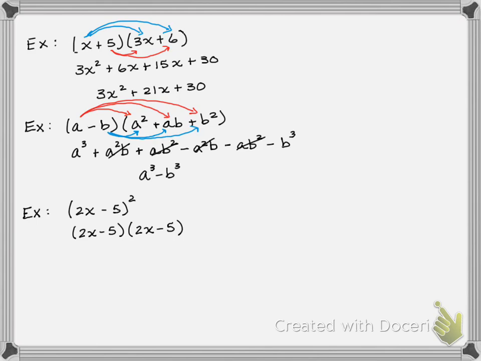So 2x times 2x is 4x squared. 2x times negative 5 is negative 10x. Negative 5 times 2x is negative 10x. And negative 5 times negative 5 is positive 25. And so we get 4x squared minus 20x plus 25.